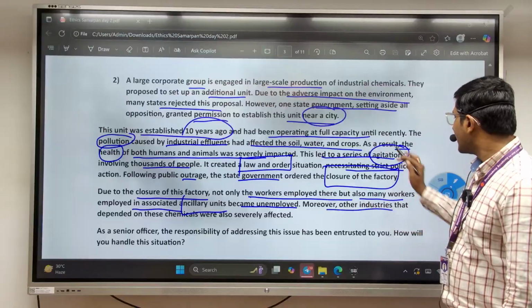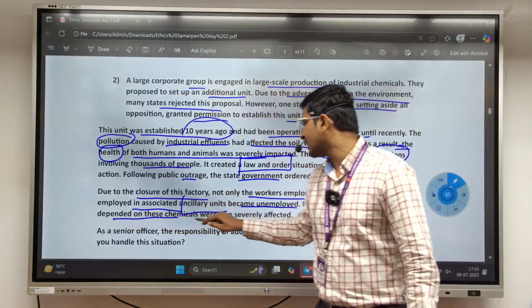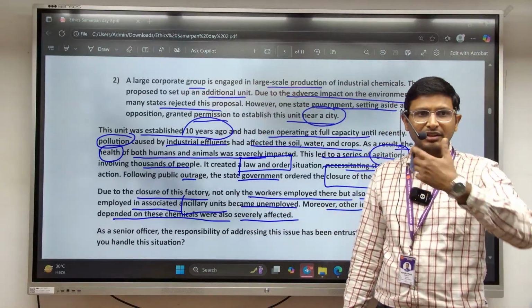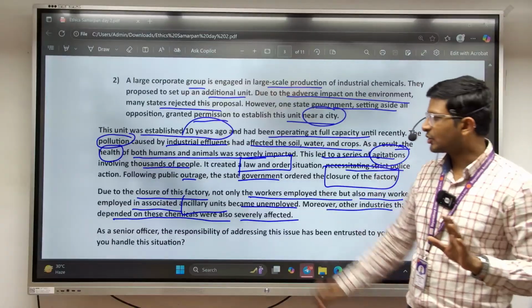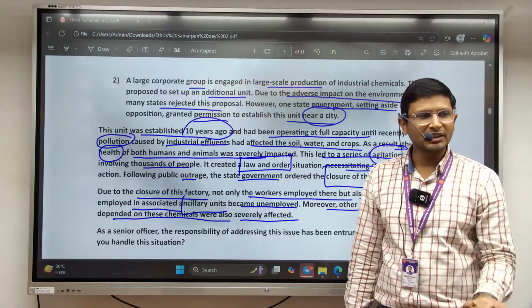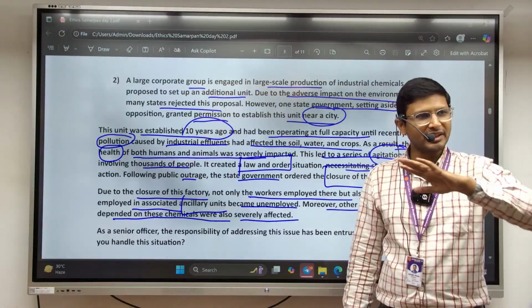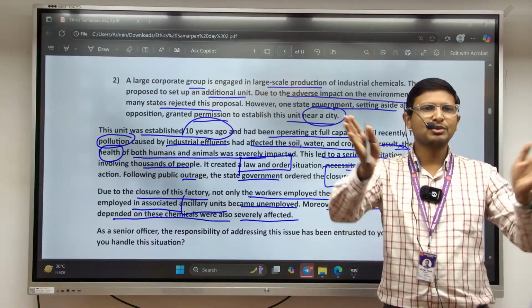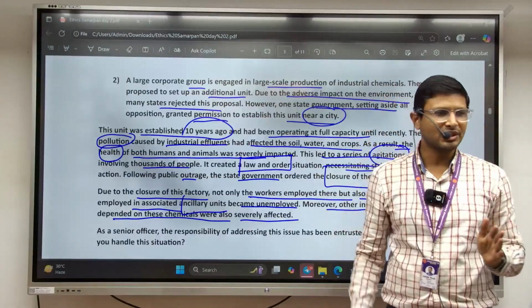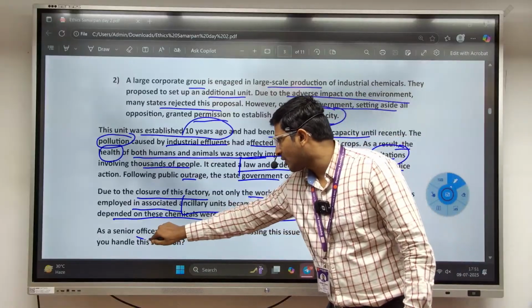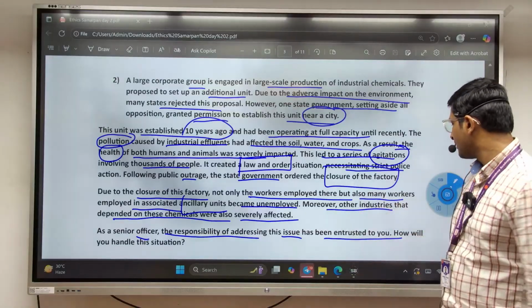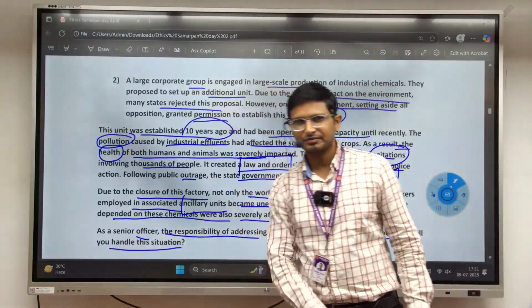देन मोर एवर अदर इंडस्ट्रीज दैट डिपेंडेंट ऑन दिस केमिकल्स वेयर आल्सो सीवियरली अफेक्टेड. ऐसी इंडस्ट्रीज जो उस केमिकल्स पे डिपेंड थी, वो भी सीवियरली अफेक्टेड होगी. ओके, तो बंद करने से भी प्रॉब्लम खत्म नहीं हुआ. शुरू रखो तो प्रॉब्लम है, बंद करो तब भी प्रॉब्लम है. ओके, केस स्टडी ऐसी होती है जहाँ पे दो एक्सट्रीम्स होंगे, शुरू भी रखो तो प्रॉब्लम है, बंद भी करो तो प्रॉब्लम है, अब कुछ तो बीच वाला सॉल्यूशन निकालना है. ओके, एज अ सीनियर ऑफिसर द रिस्पॉन्सिबिलिटी ऑफ एड्रेसिंग दिस इशू हैज बीन एंट्रस्टेड टू यू. हाउ विल यू हैंडल द सिचुएशन?